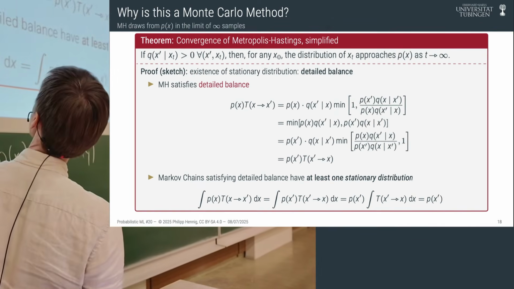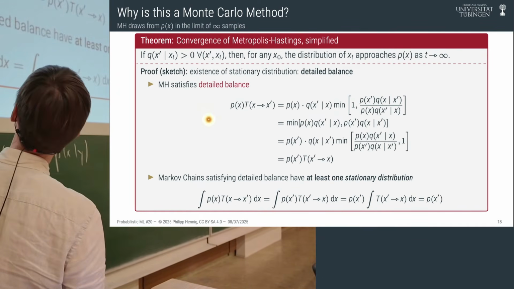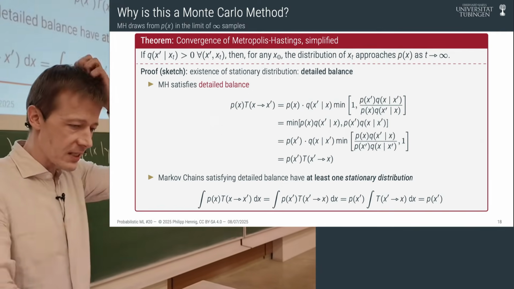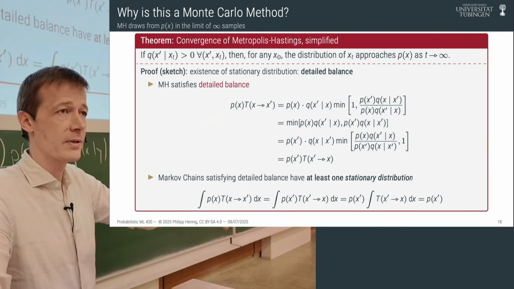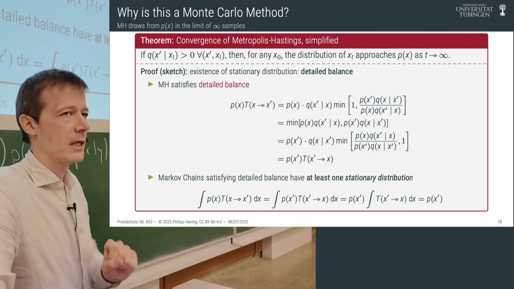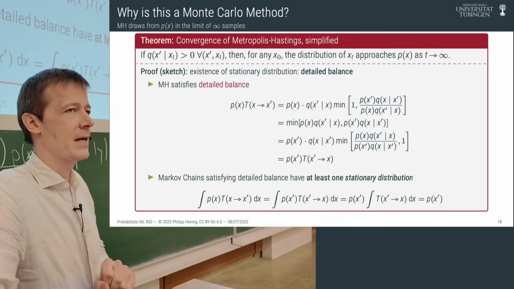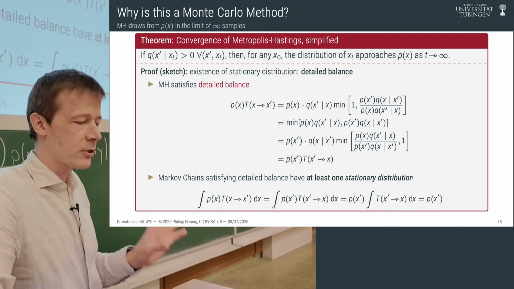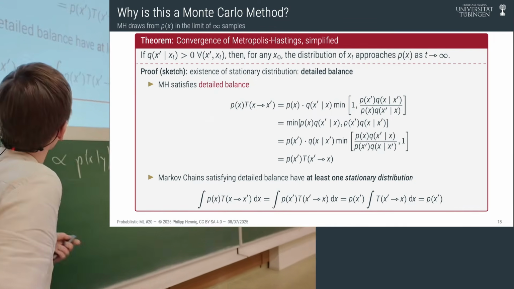So how does this work? The standard way to show that this algorithm works is using a property, actually not necessary but sufficient, of a valid Markov chain Monte Carlo method called detailed balance. Detailed balance is a property that is used for the proof, and it looks like this.